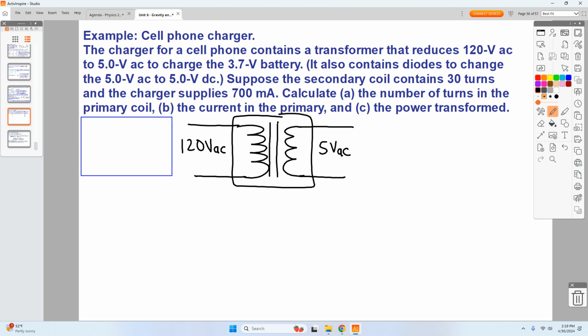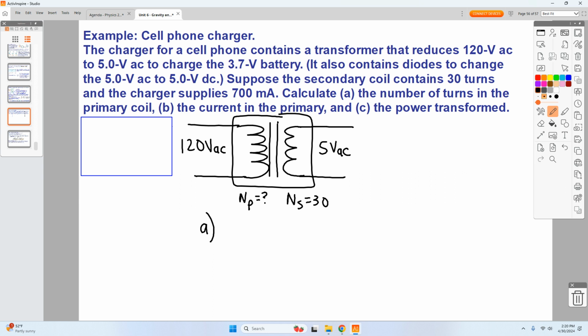They tell us that there's 30 turns over here, so N of the secondary is 30. We want to determine N on the primary, so we want to know how many turns are on that side. And we can do that with that ratio. Right? So for part A, it says determine the number of turns in the primary.